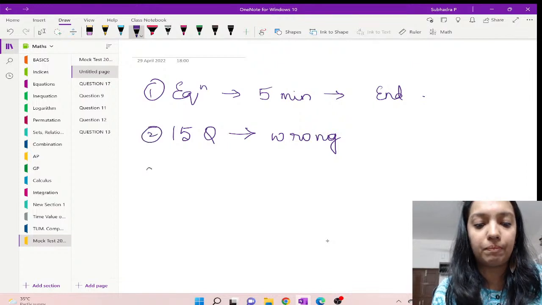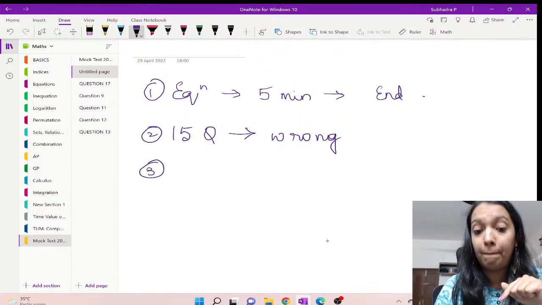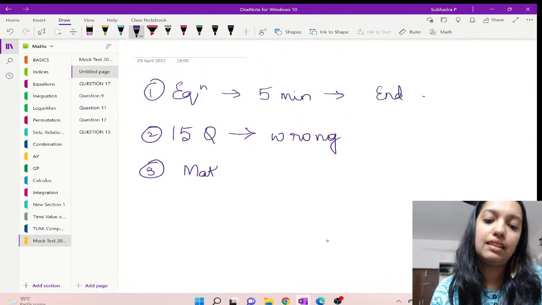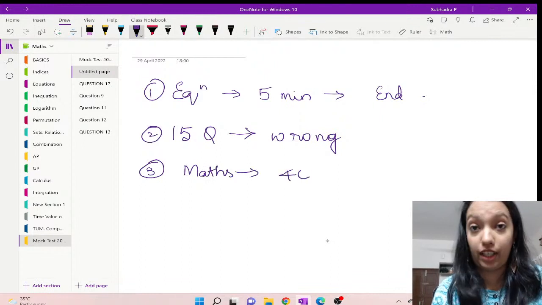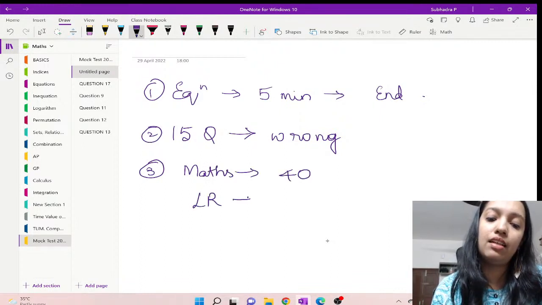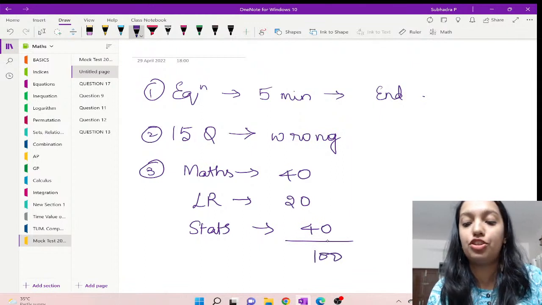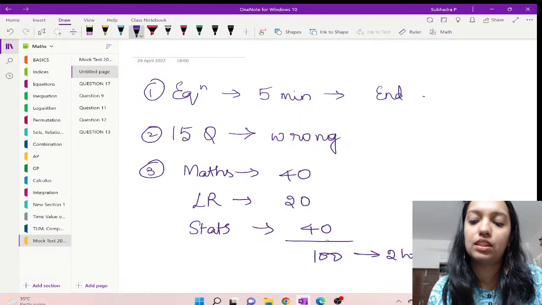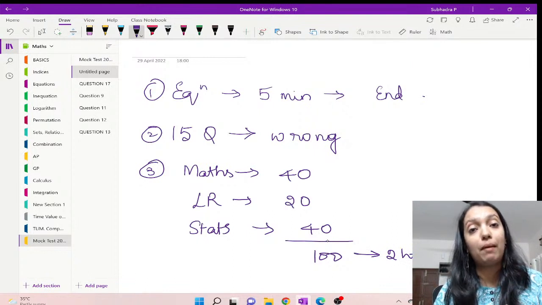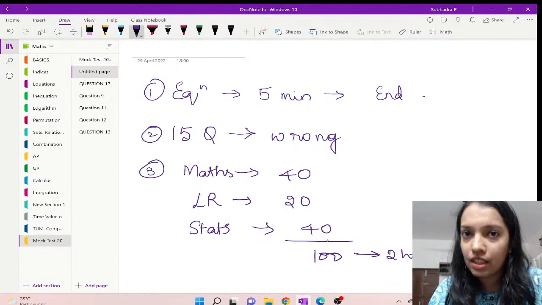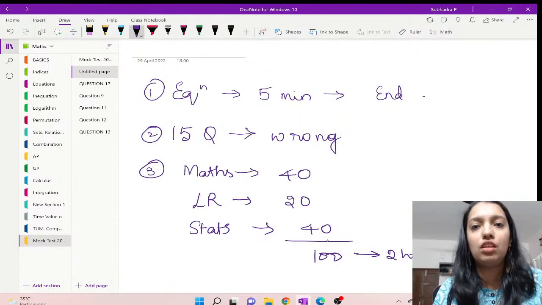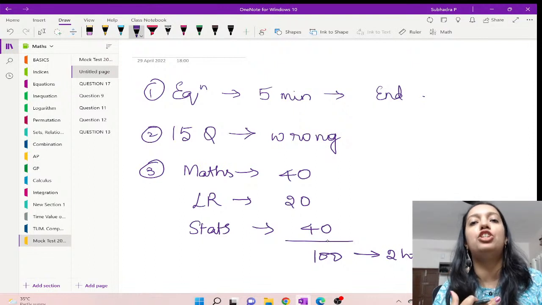Point number 3. In this mock test paper, maths is for 40 marks, 40 questions. Logical reasoning, 20 questions. Statistics, 40 questions are given. So totally 100 questions are given. You know that the examination goes on for 2 hours. But in the mock test paper, all the questions are given in an order. The same order can't be expected in your ICAI main examination. In the main examination, all the questions will be jumbled up.